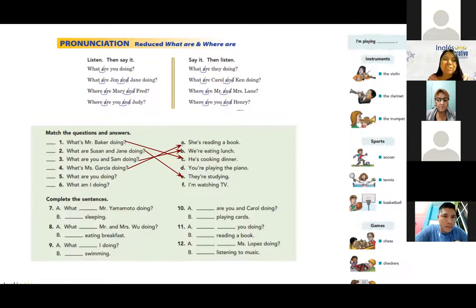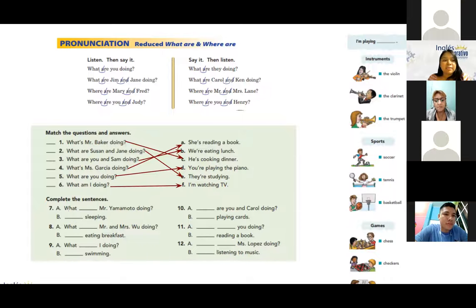She's reading a book. What are you doing? I am watching TV. Okay. Are you sure? No. You're playing the piano. Excellent. And what am I doing? I am watching TV. Okay.